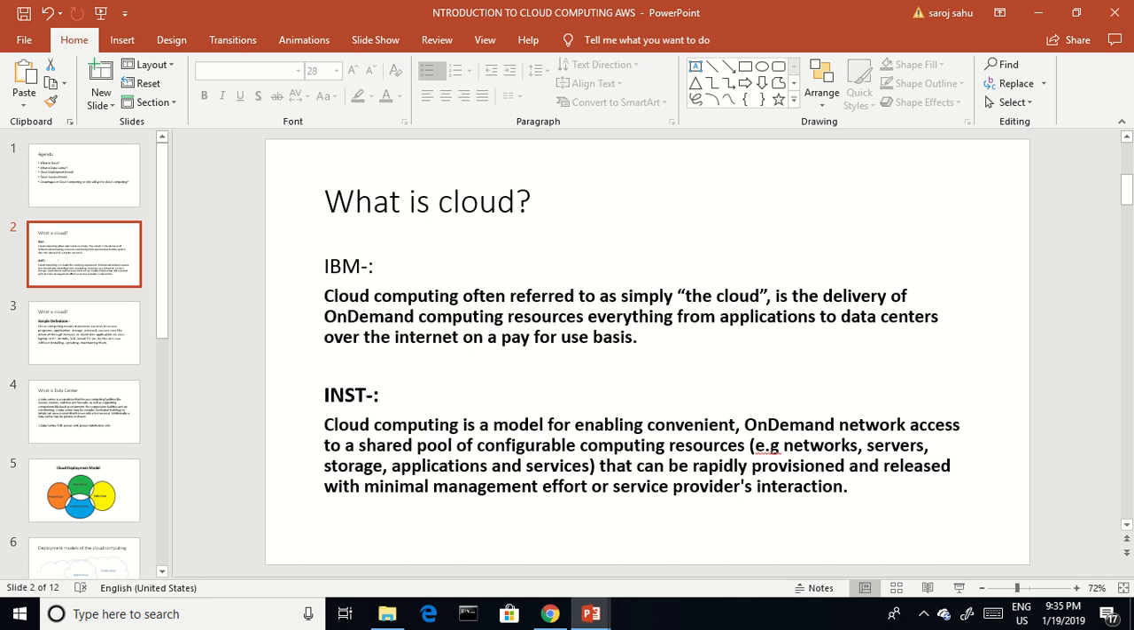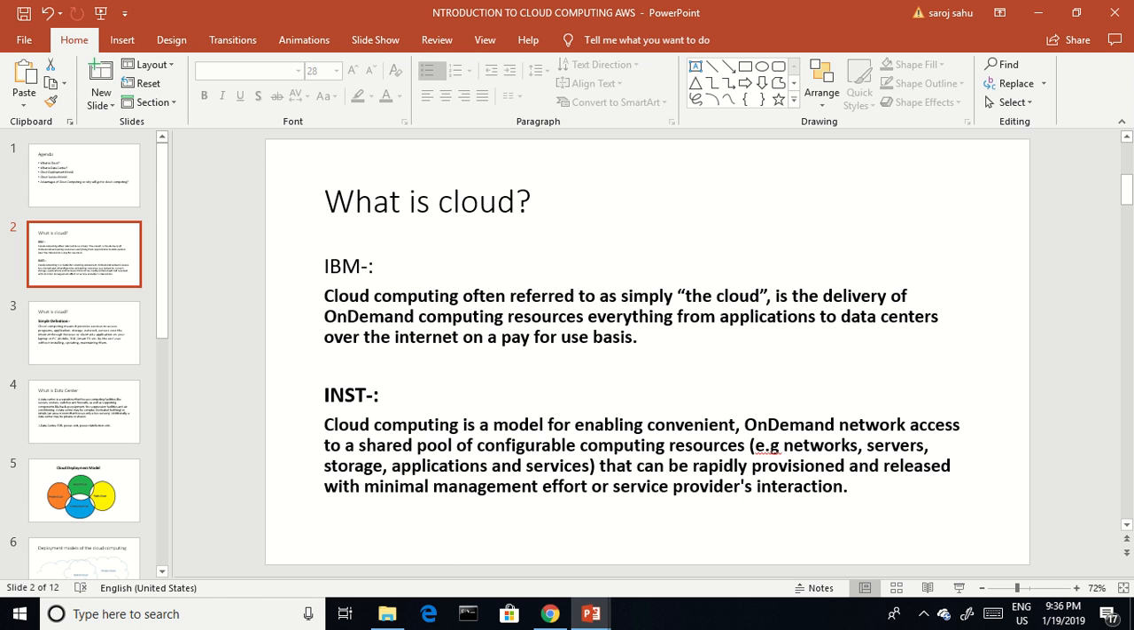And by NIST, the National Institute of Standards and Technology, they have also given one very good definition. Cloud computing is a model for enabling convenient on-demand network access to a set pool of configurable computing resources like networks, servers, storage, applications, and services that can be rapidly provisioned and released with minimal management effort or service provider interaction. So what does it mean?